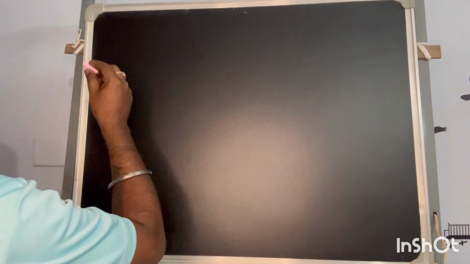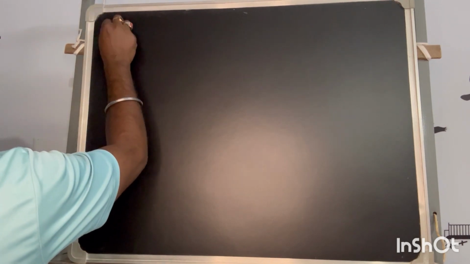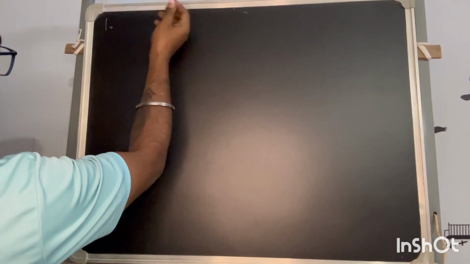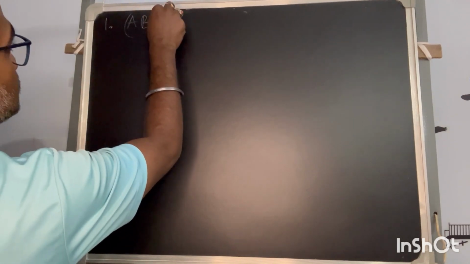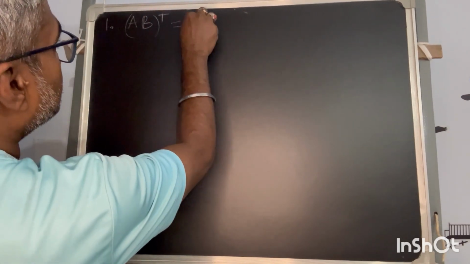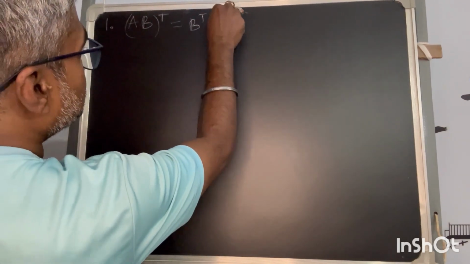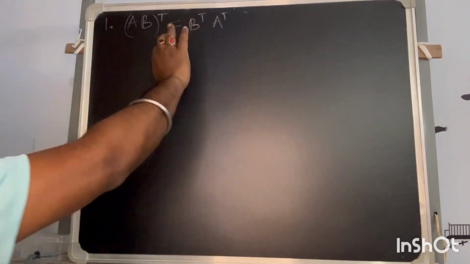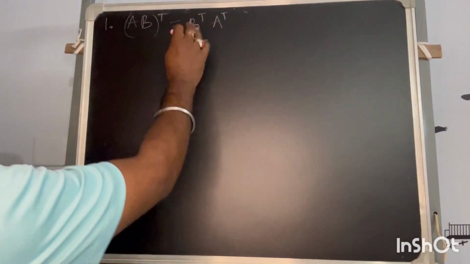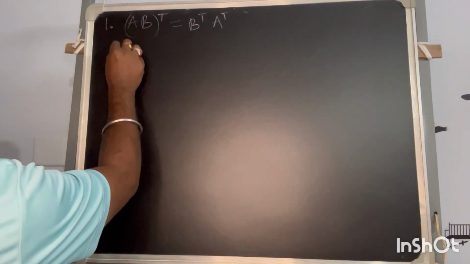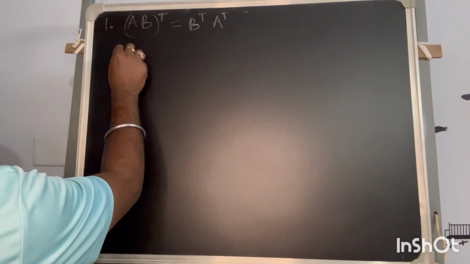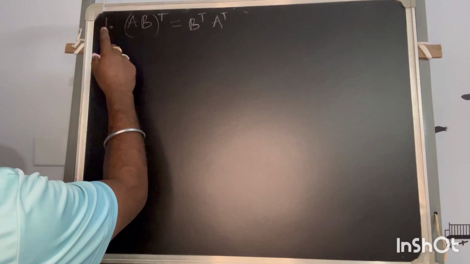The first one is to prove that (AB) transpose is equal to B transpose cross A transpose. The orientation has to be changed when you come to the right hand side. Two matrices are given.